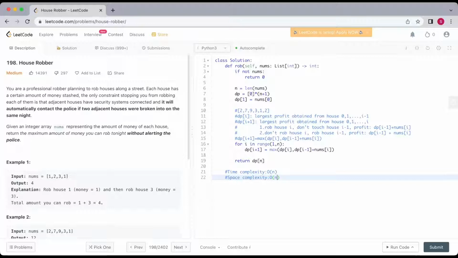You are a professional robber planning to rob houses along a street. Each house has a certain amount of money. The only constraint stopping you from robbing each of them is that adjacent houses have security systems connected, and it will automatically contact the police if two adjacent houses were broken into on the same night. Given an integer array nums representing the amount of money of each house, return the maximum amount of money you can rob tonight without alerting the police.